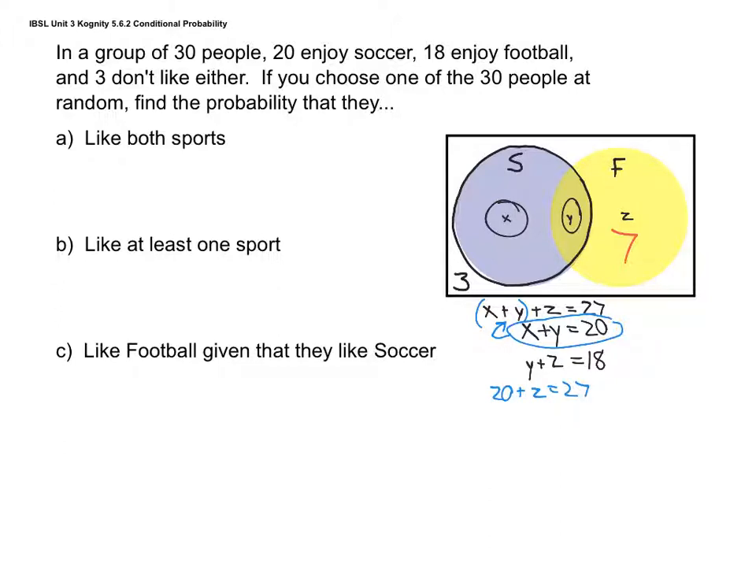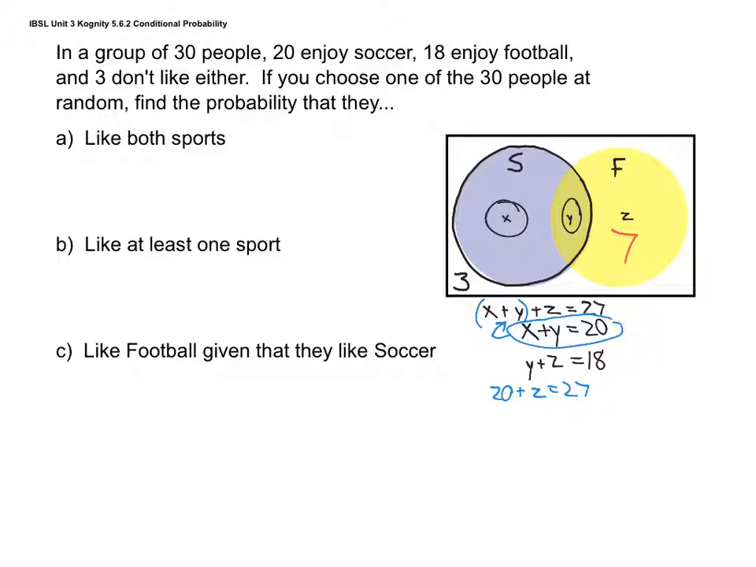How would I describe those people in relation to my situation? There are 7 people who only enjoy football. Very good. They only play or only enjoy football. So they like football and they don't like soccer. Very good. Now, once you get one of these numbers, the rest of this is pretty simple to find.